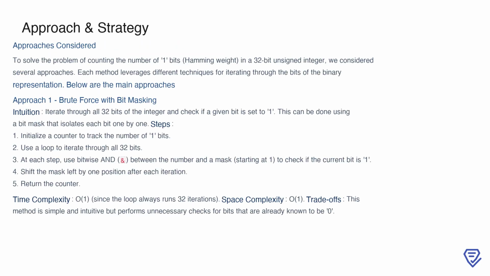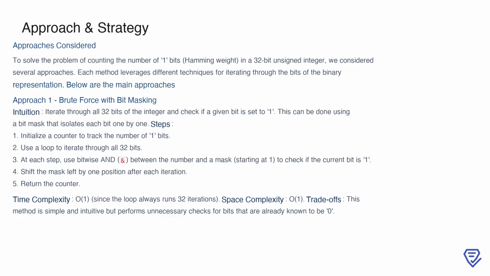To solve the problem of counting the number of 1 bits in a 32-bit unsigned integer, we explored several approaches, each with its own trade-offs. The first approach we considered is a brute force method using bit masking. The idea here is to examine each of the 32 bits in the binary representation, one at a time, to check if it is set to 1.